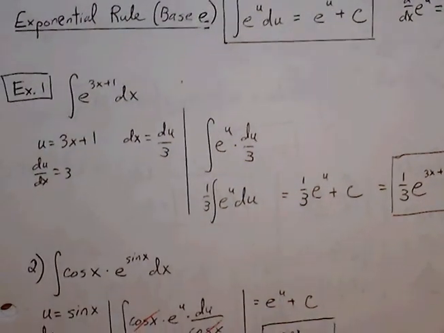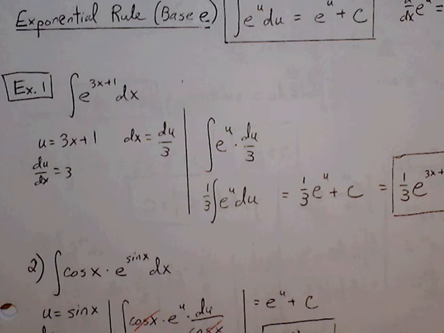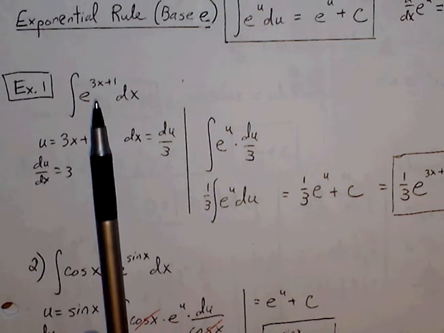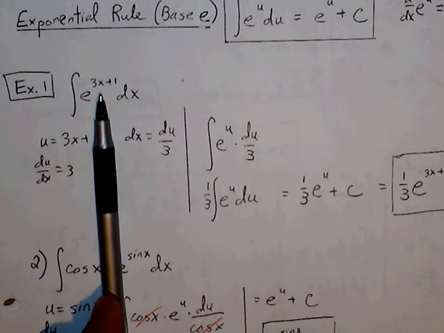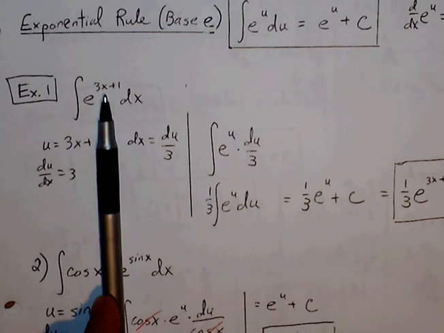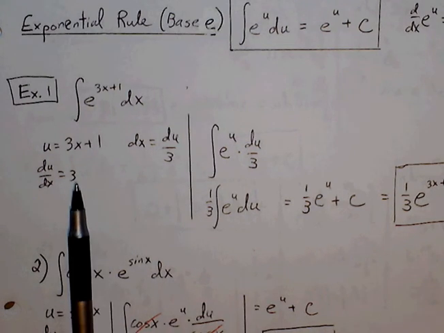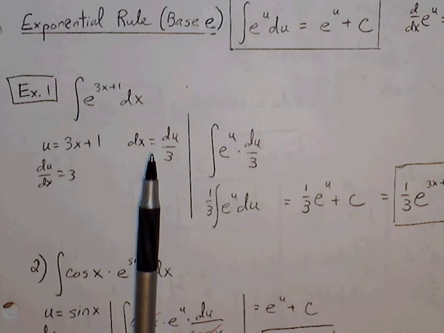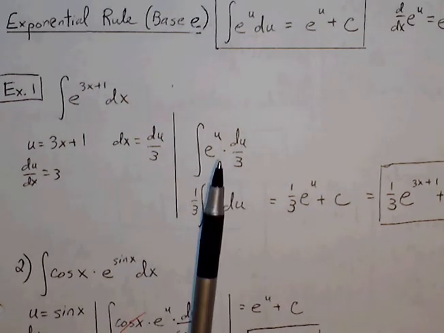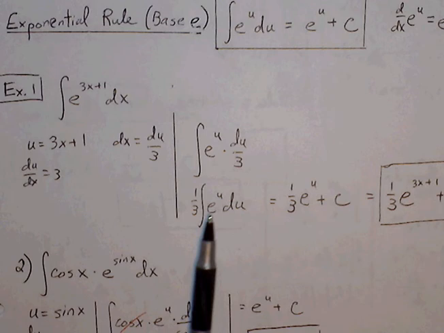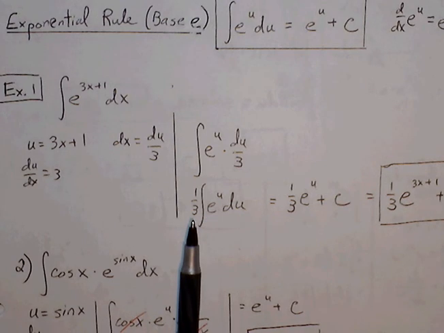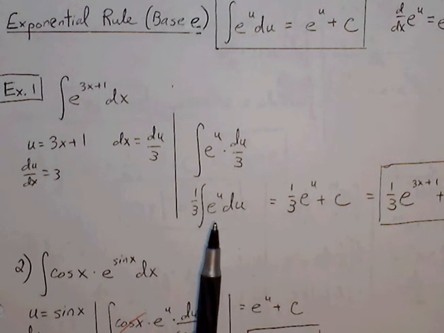Let's look at example 1. Integral of e to the 3x plus 1. So we look to see if we can match this up with the rule for e to the u. It should be pretty apparent that the u value is going to be 3x plus 1. So let u be 3x plus 1. Find the derivative. Solve for dx, which is du over 3. Make our substitution: integral of e to the u times du over 3. Pull the 1/3 out. So now we have 1/3 times the integral of e to the u du.